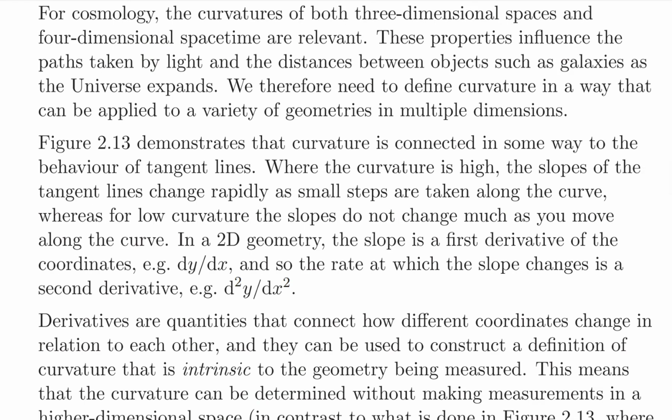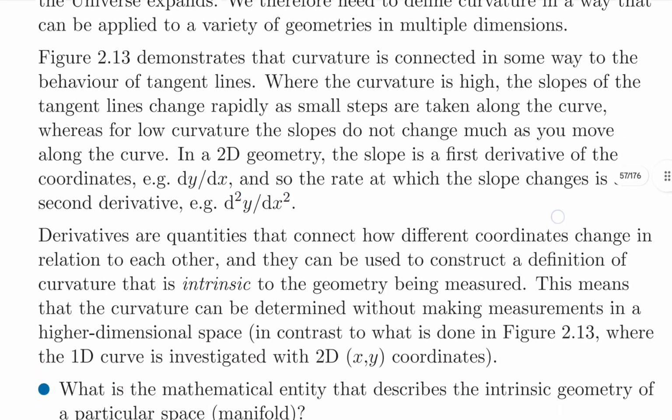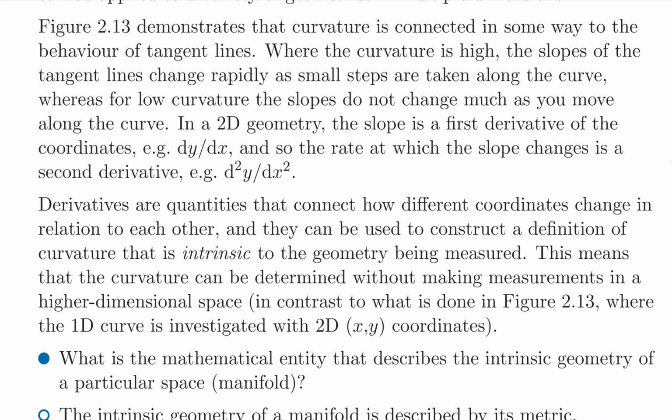For cosmology, the curvature of both three-dimensional spaces and four-dimensional spacetime are relevant. These properties influence the paths taken by light and the distances between objects, such as galaxies, as the universe expands. We therefore need to define curvature in a way that can be applied to a variety of geometries in multiple dimensions. Figure 2.13 demonstrates that curvature is connected in some way to the behavior of tangent lines. Where the curvature is high, the slopes of the tangent lines change rapidly as small steps are taken along the curve, whereas for low curvature, the slopes do not change much as you move along the curve.